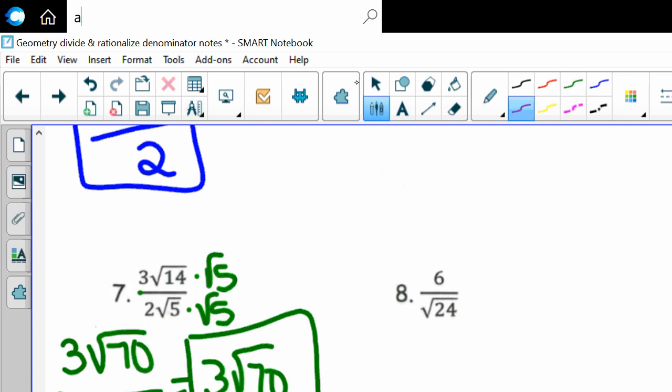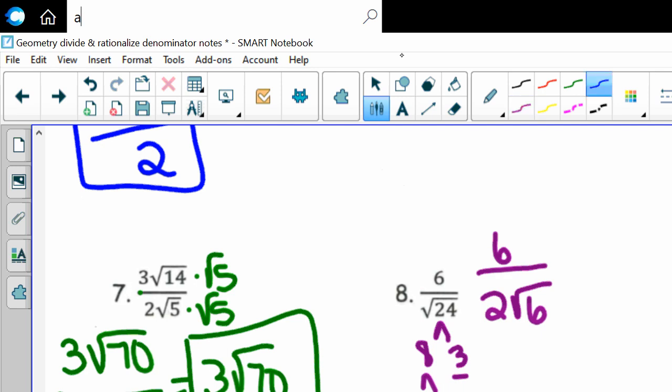Number 8, 6 over the square root of 24. The square root of 24 is the only thing that's underneath a radical, so I can either rationalize by multiplying top and bottom by the square root of 24 and then simplify, or I can do factor tree and then rationalize. I like to do factor tree first. It's a preference thing, so you do whatever you prefer, but I'm going to break 24 down. That breaks down to 8 and 3. 8 breaks down to 2 and 4. 4, 2, and 2. So I have a pair of 2s, a 2 and a 3 left behind. So really, I have 6 on top over 2 square roots of 6 left behind.